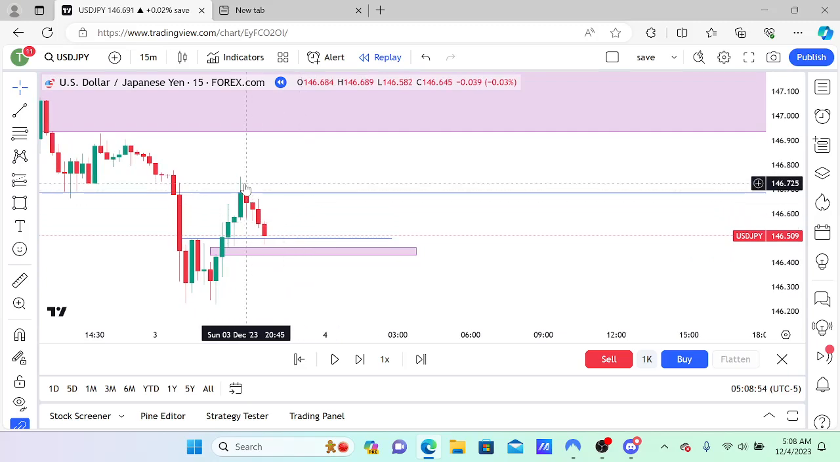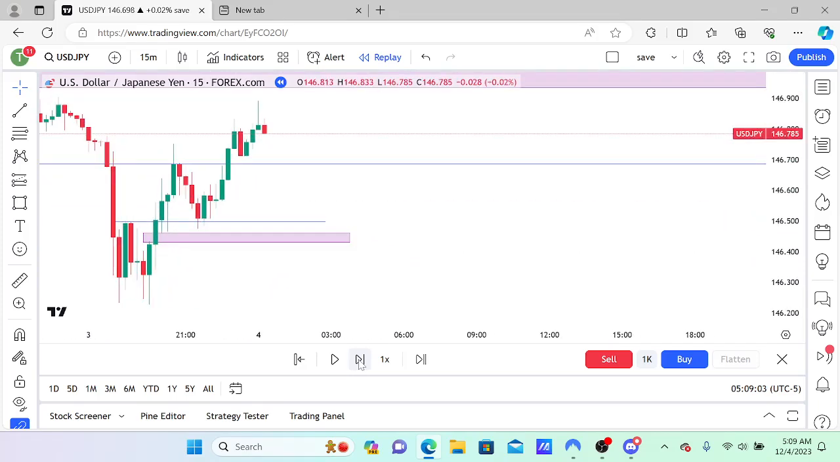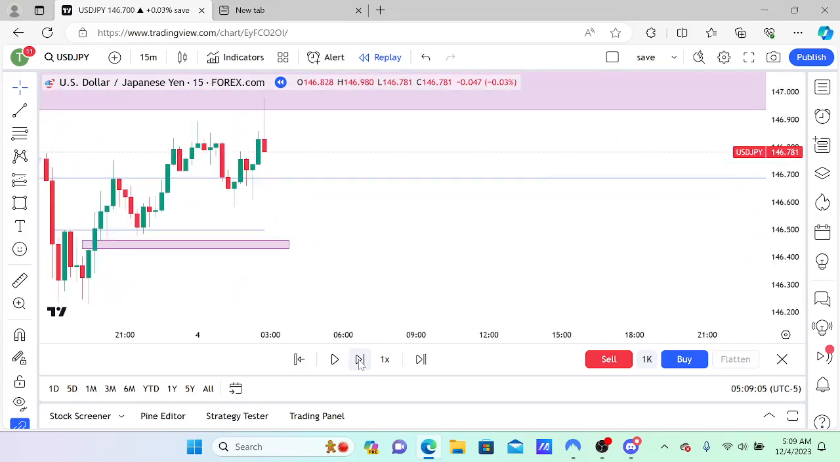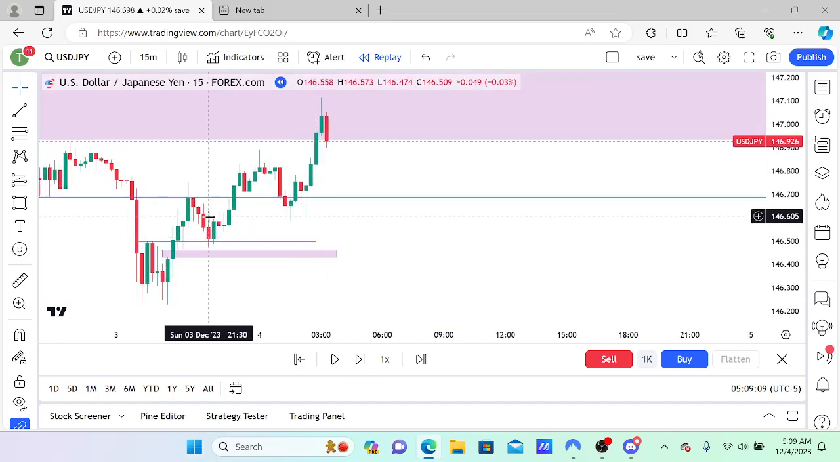Okay. And then you can see it comes down. It tests your ICT breaker block. All right. We test internal range liquidity. And then we come up and we seek that external range liquidity right there. And there's opportunity in that. And then you can see the same thing right here. After we came down and we got that push up from the breaker block, it took out this high right here.